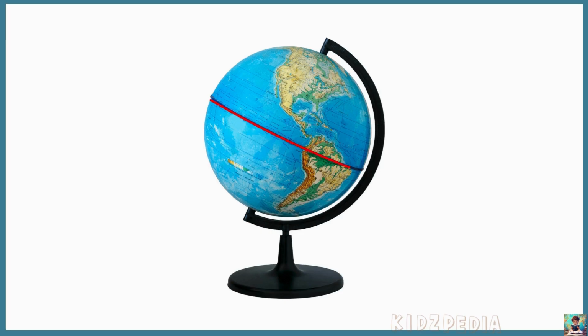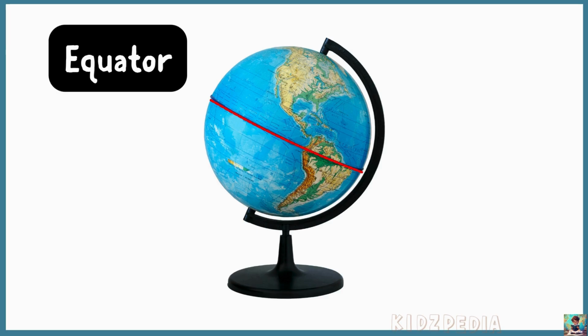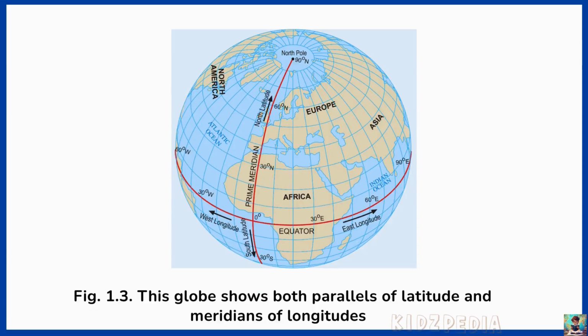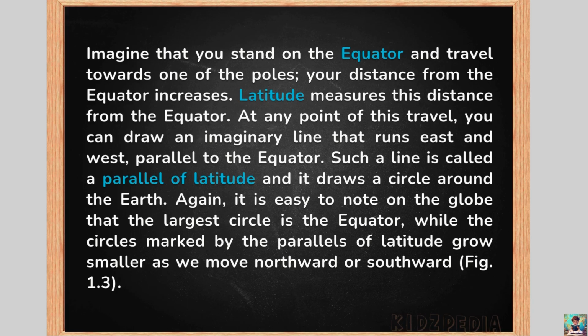Halfway between the North Pole and the South Pole, there is an imaginary line called the equator. Look for the circle that goes around the middle of the globe. That's the equator. You can see it in figure 1.3. Imagine that you stand on the equator and travel towards one of the poles. Your distance from the equator increases. Latitude measures this distance from the equator.